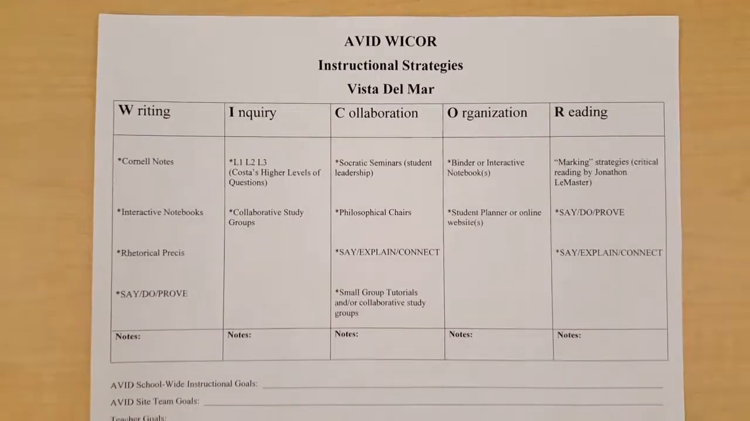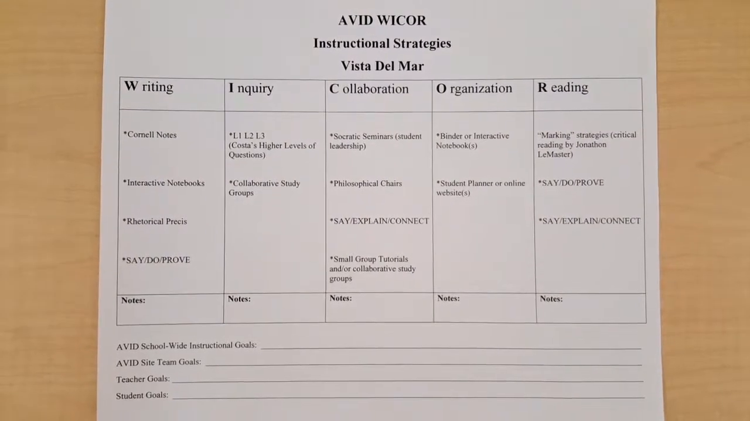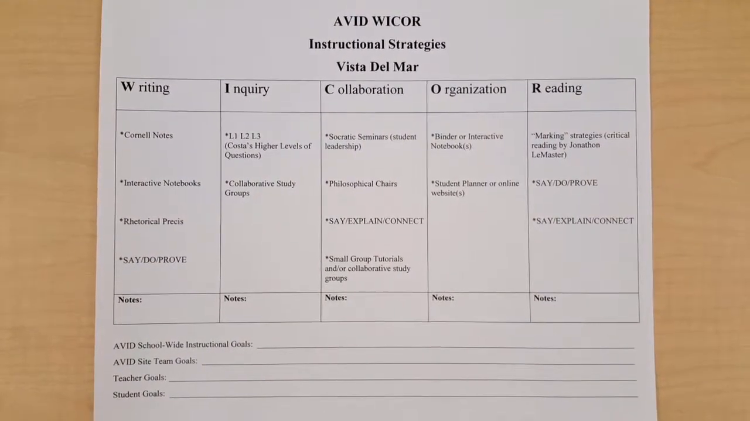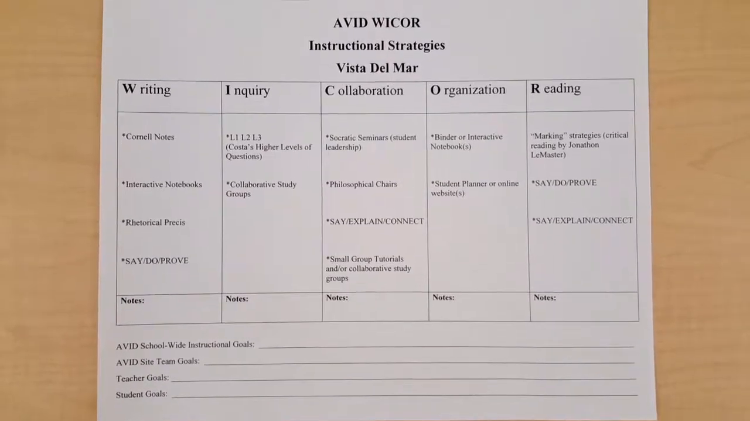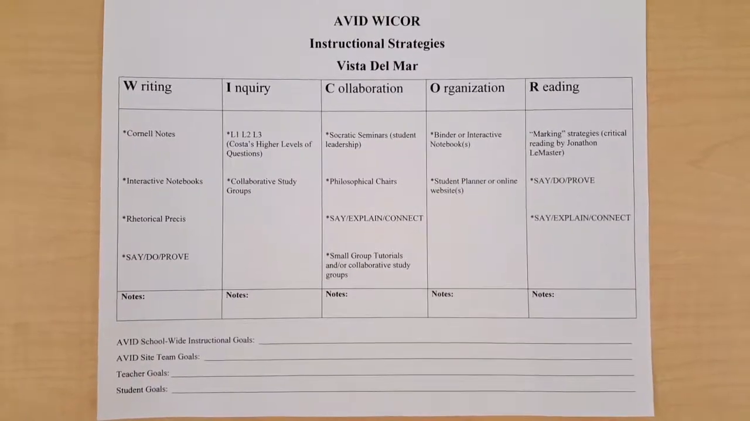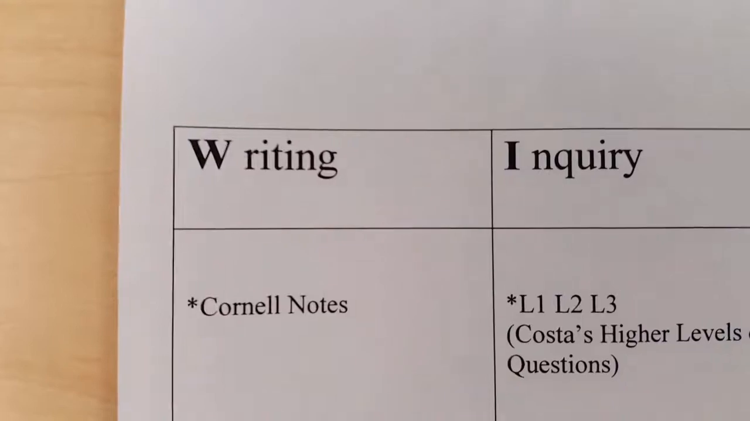And as you should know by now, if you're familiar with Avid, Avid focuses on writing, inquiry, collaboration, organization, and reading, also known as the acronym WICOR, to implement its program within a site or within the classroom. And for each column, you can see the various categories. Now, there definitely are more.